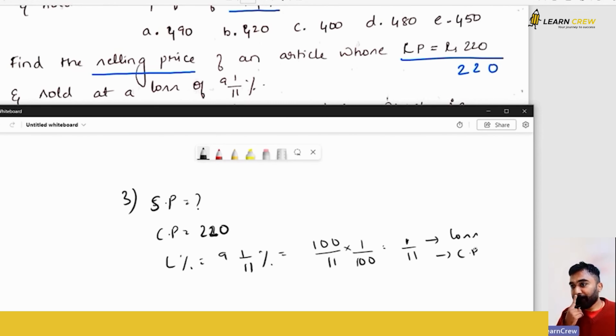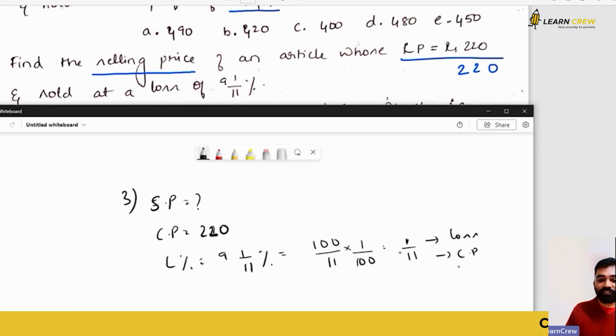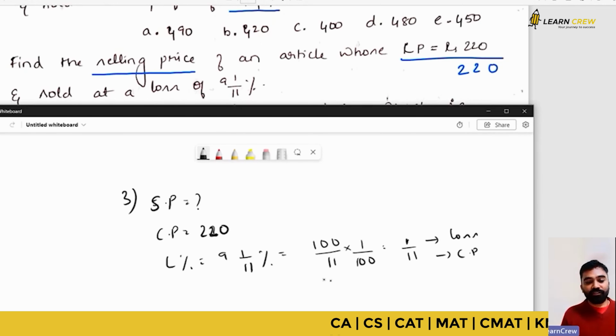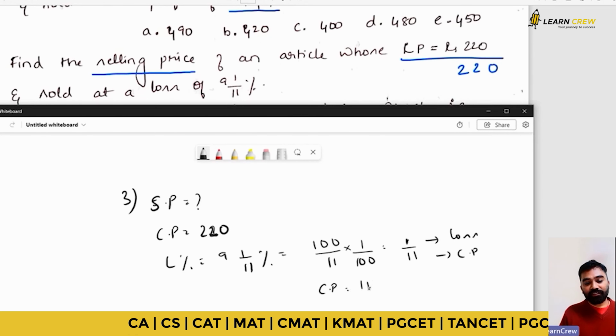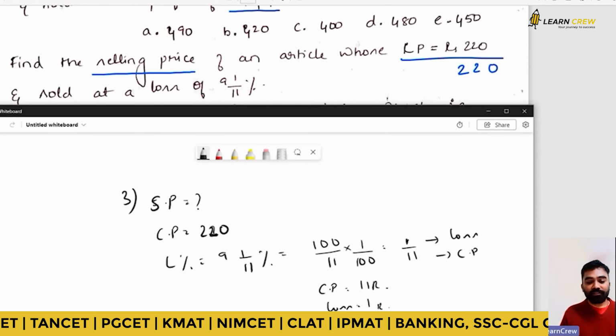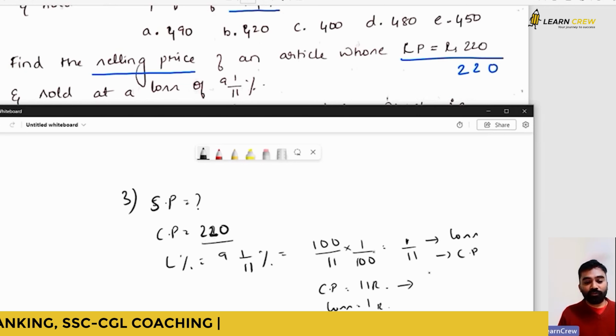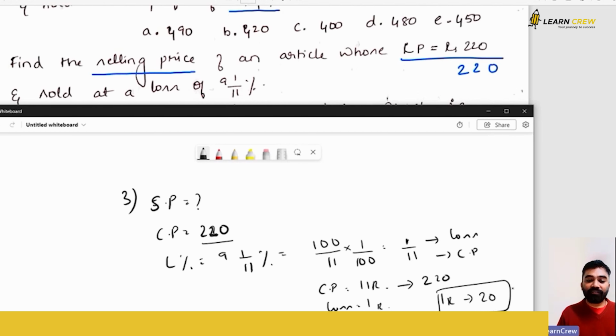The denominator is always cost price. The profit or the loss depends on cost price. So it is always cost price only. So cost price is 11R. Loss is single R. What is selling price? 10R. So it is going to be subtracted. So 11R, the value you know, it is 220. So what's a single R value? 20 rupees. If 20 rupees is single R value, what's 10R value? 200. That's all. Done, right? It's all as simple as that.